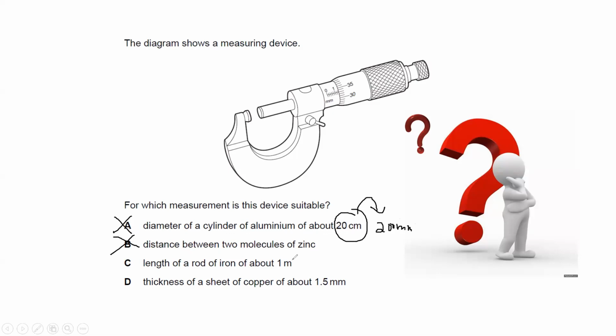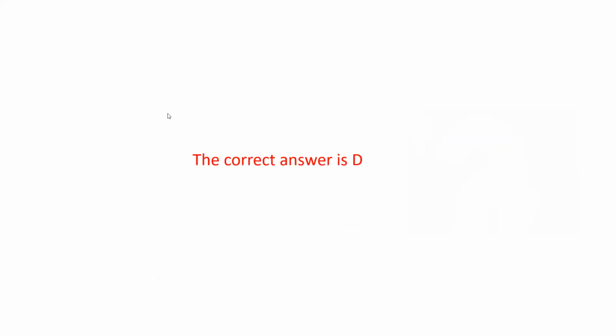Length of a rod of iron, 1 meter. That's too long. How can I place a 1 meter length of this iron rod between the jaws? So that's also not correct. But the thickness of a sheet of copper, which is about 1.5 millimeters, so D is the right answer for this.